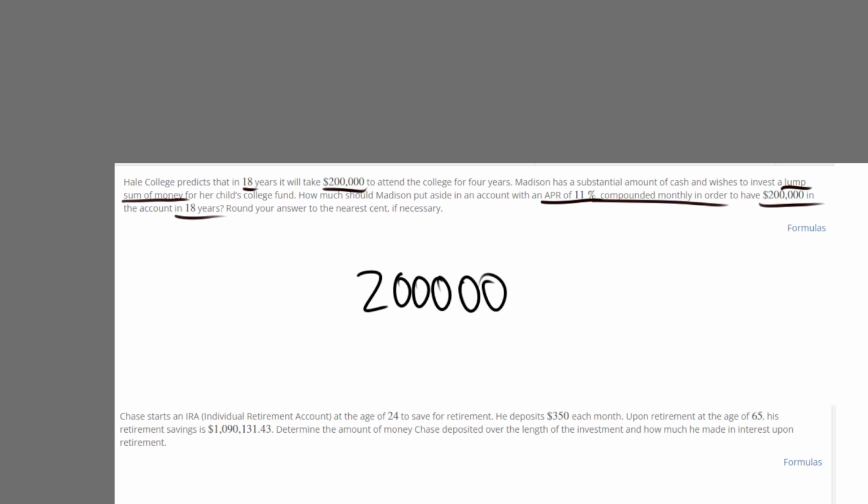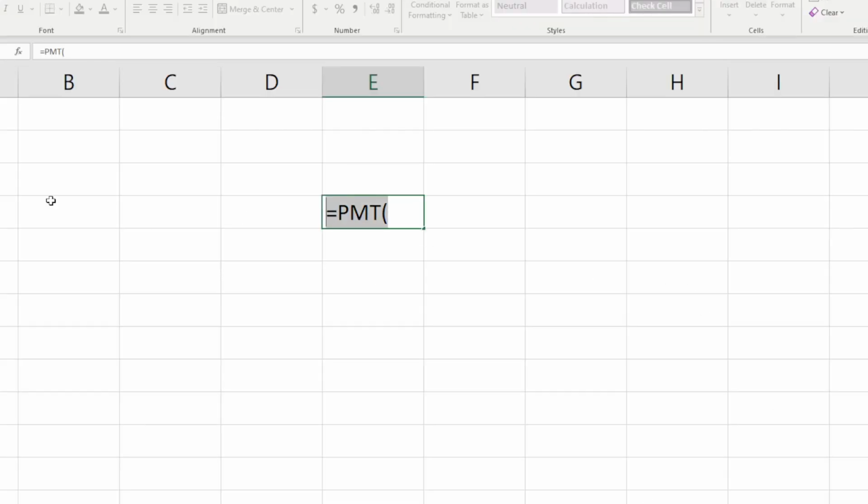So let's take a field trip into Excel. We want the present value formula. So equals PV is our formula for present value. So our rate, if you remember, was 0.11. But we also have to do the divided by n part. The divided by the amount of times it compounds. Divided by 12. Comma. The number of periods.